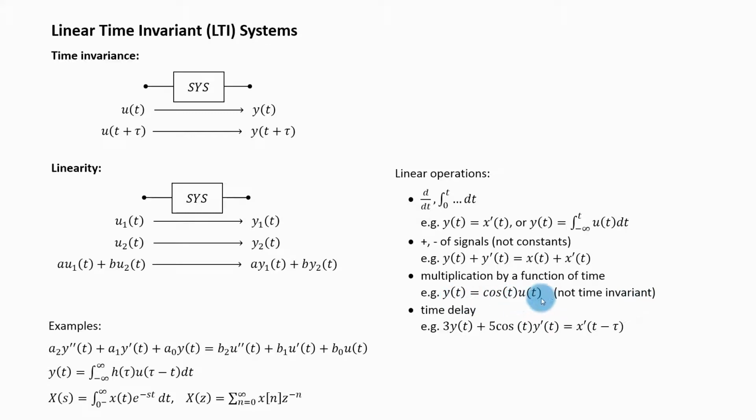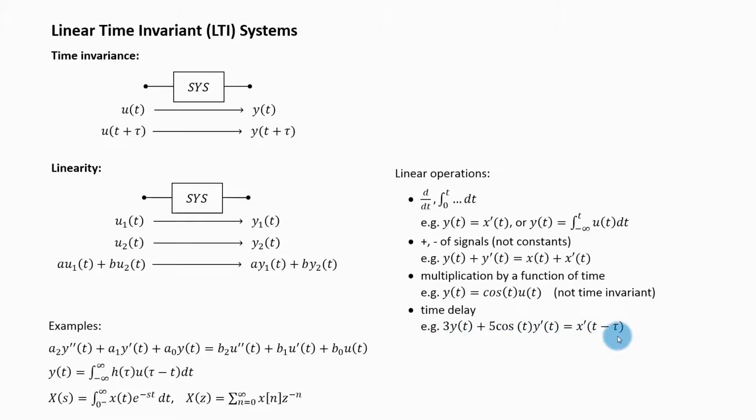U of t is the input, y of t is the output, and here I have a function of time which multiplies one of the signals. This system is linear, even though it is definitely not time invariant. And note that a constant is just a constant function of time, so multiplication by a constant is also linear. And also time delay. If you delay one of your signals, your system will be linear.